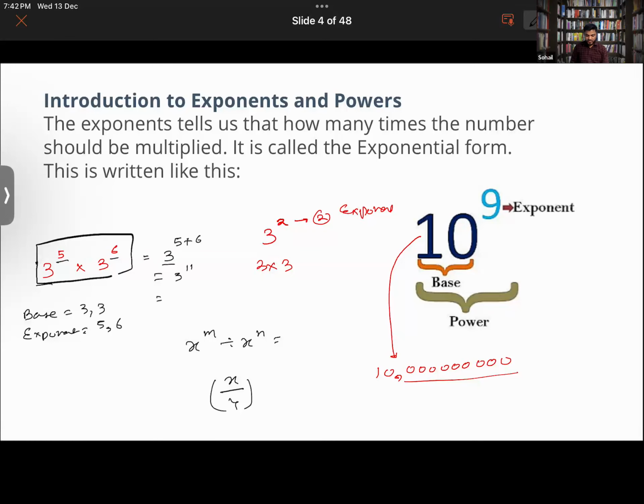Or x upon y, the whole raised to the exponent n. How else can I write this? x to the power n and y to the power n. Exactly, x raised to the exponent n upon y raised to the exponent n. Like that you can also write. These were the general things we have studied in the chapter, right?